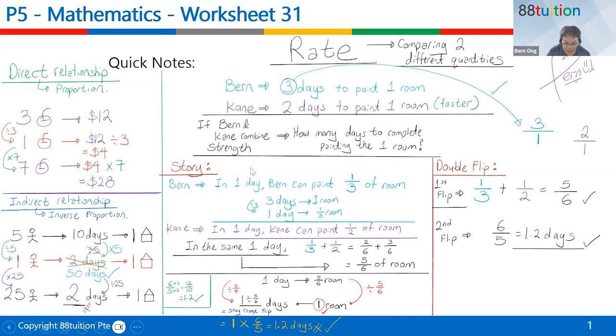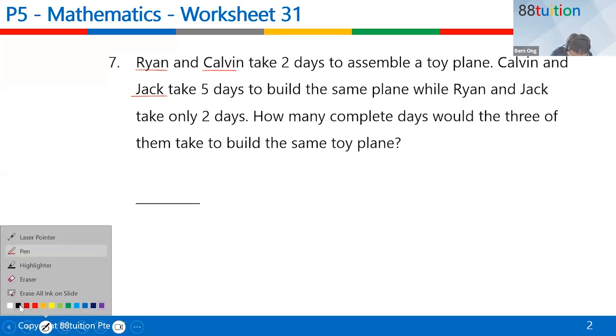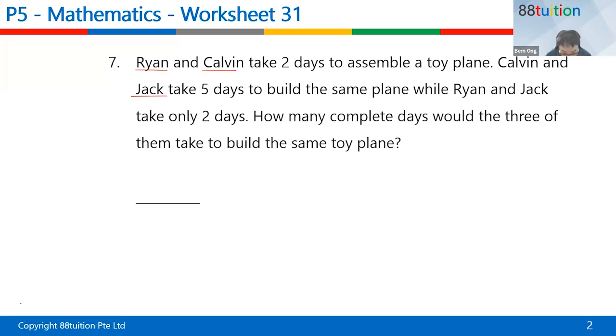Now let's go into this portion of the crazy story, whereby we have 3 persons here. Are you ready? Let's talk about this question first. If Ryan and Kelvin combine power, they take 2 days to assemble a toy plane. I will write it as Ryan plus Kelvin. The 2 of them combine power, they'll take 2 days.